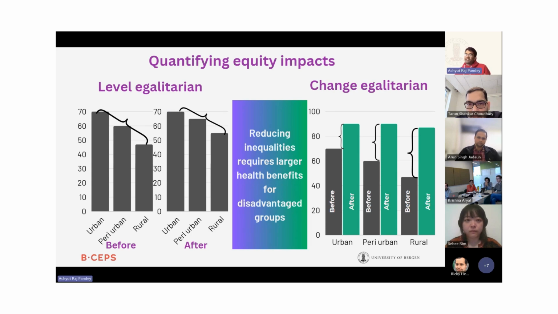Another approach, which change egalitarian adopts, is that we compute the difference we have made in urban, peri-urban, and rural settings. For example, in urban, the institutional delivery rates improve by 10 points. In peri-urban, it improves by 15 points, or maybe in the rural setting, we improve by 20 points. So we have the change variable. We compute the index of inequality based on that change variable under the change egalitarian approach. One of the fundamental understandings about reducing inequality is that reducing inequality requires larger benefits for the disadvantaged group of the population. That's quite a fundamental understanding, I believe.